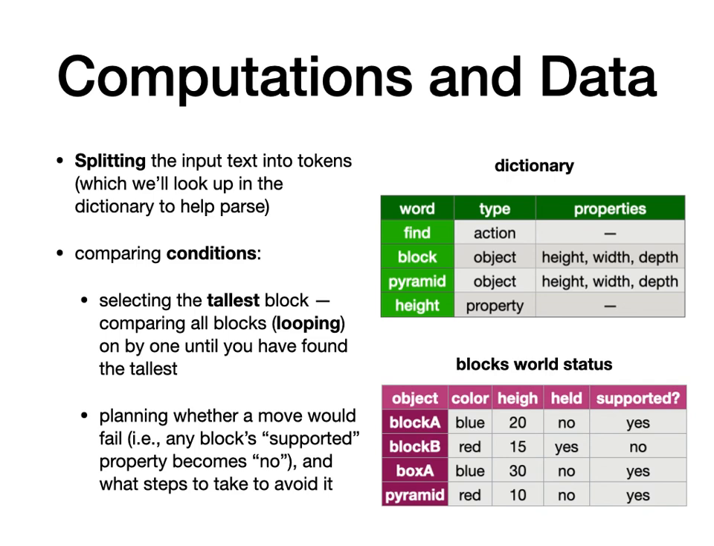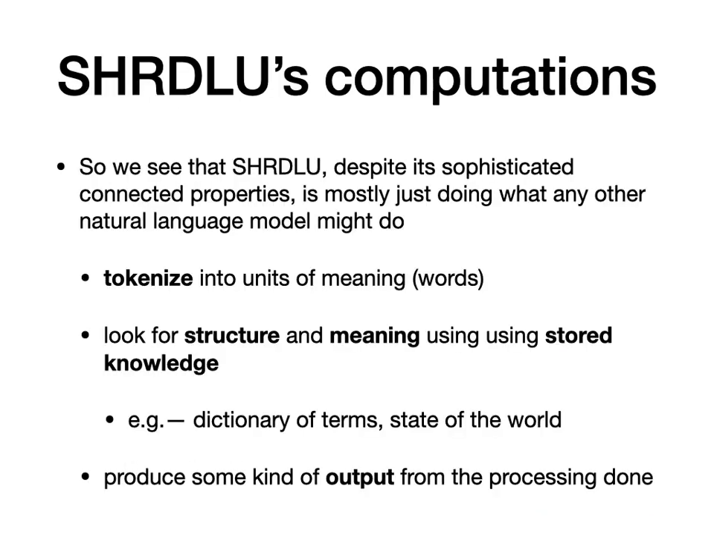Now, you need to have a clever structure that represents the world and a clever structure that represents your knowledge, but these are the kinds of things most models of language will be able to interface with, right? There's some kind of structure that represents knowledge, both of the world and of something learned or internalized. And then there's also just how we chop up the language. So we're seeing that SHRDLU is, despite its sophisticated nature and its lovely interconnected properties and all the cool things it's able to do, mostly just doing what any other natural language model might do. So tokenizing things into meaningful units, looking for some structure and meaning using knowledge that it's able to refer to, so the dictionary, state of the world, and then produce some kind of output in the form of text or actions from whatever that processing is.